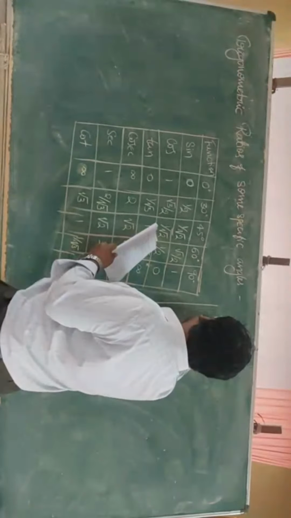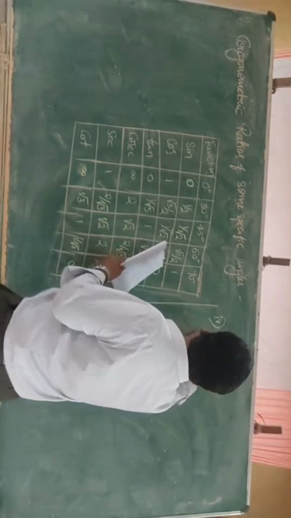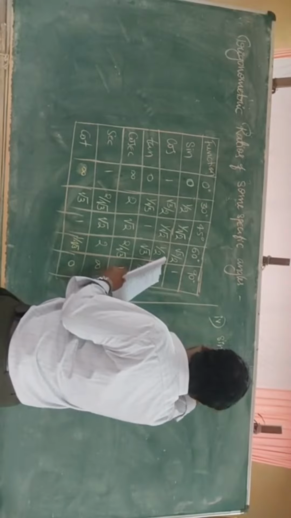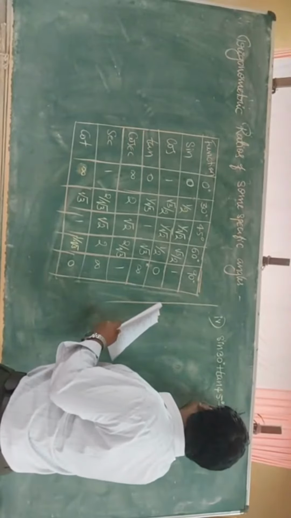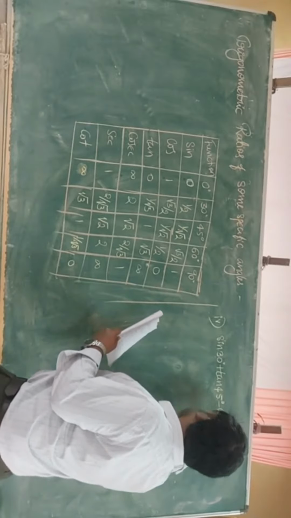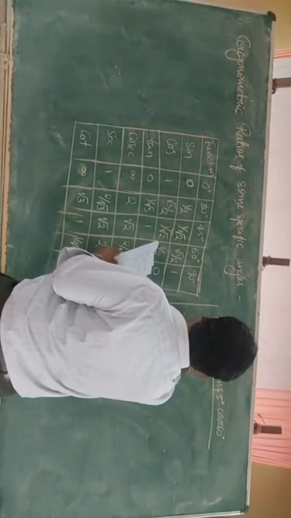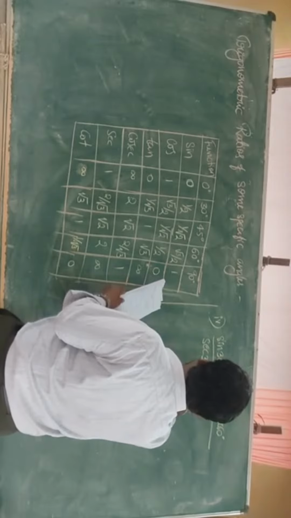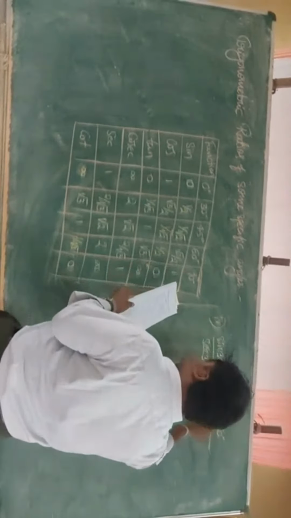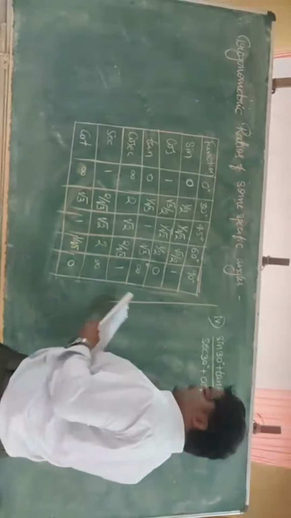So fourth one, sin 30 degree plus tan 45 degree minus cosec 60 degree, divided by sec 30 degree plus cos 60 degree plus cot 45 degree. Okay, let's see.